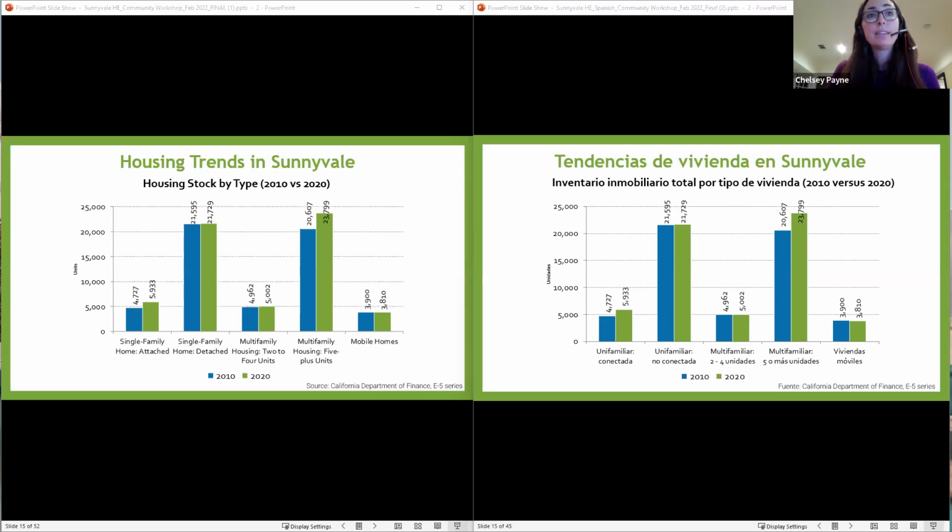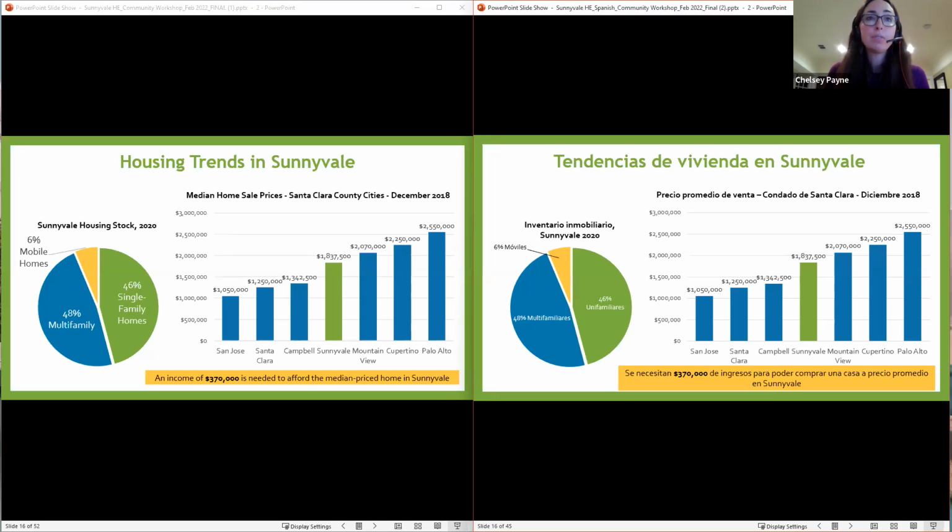Until recently in Sunnyvale, detached single-family homes made up the largest proportion of the housing stock, with over 21,000 detached single-family homes. However, since 2010, the majority of new construction in Sunnyvale has been multifamily housing in larger apartment buildings. And so as of 2020, multifamily housing now makes up the majority of the housing stock in the city. As you all know, mobile homes are also an important part of the city's housing stock, making up more than 6% of the housing. Next slide, please.